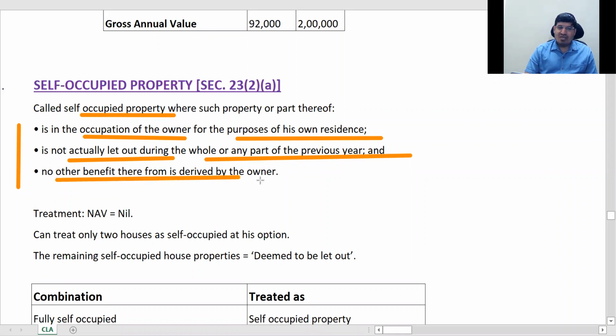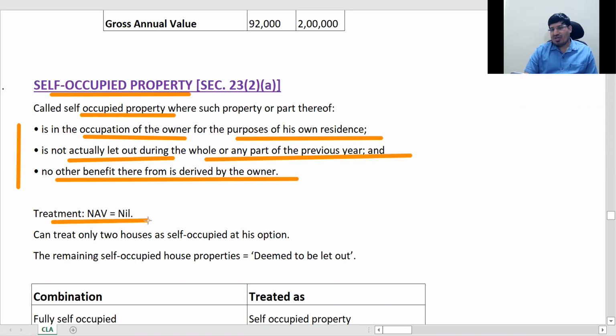No other benefit is derived by the owner. ठीक है, यानी आप उसको गो डाउन करके कमर्शियली यूज कर रहे हैं, जो भी, या बिजनेस के लिए यूज कर रहे हैं, कुछ और के लिए यूज नहीं कर रहे. These 3 you are not using it for any other purpose. Okay, these are the 3 conditions for a property to be called a self-occupied property under the head income from house property, and the treatment is NAV is nil.